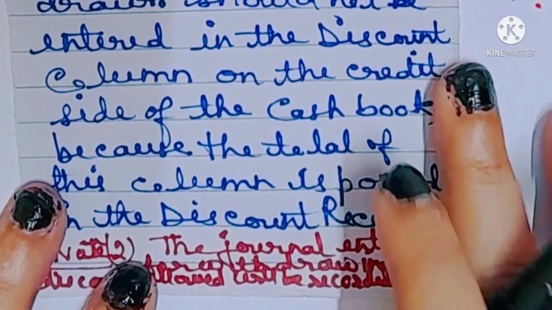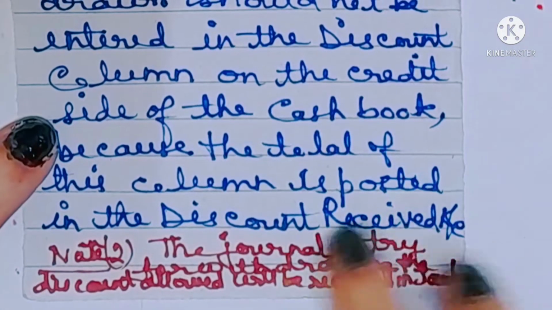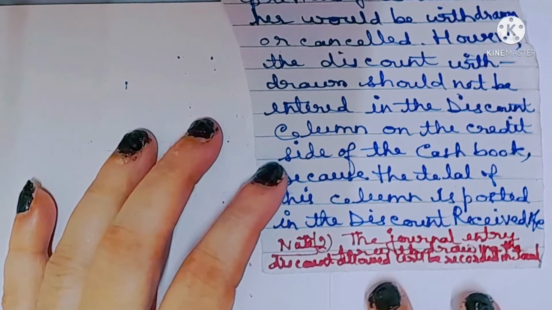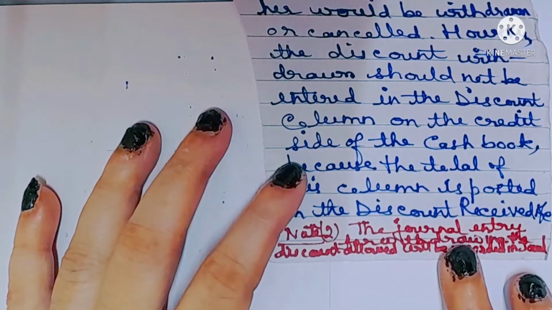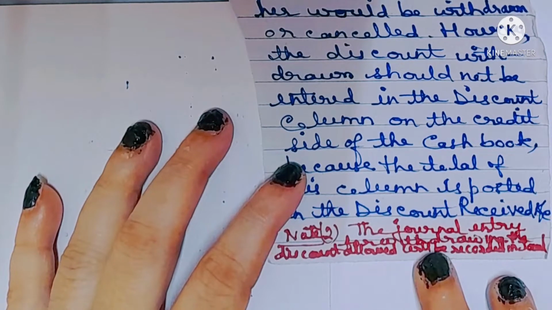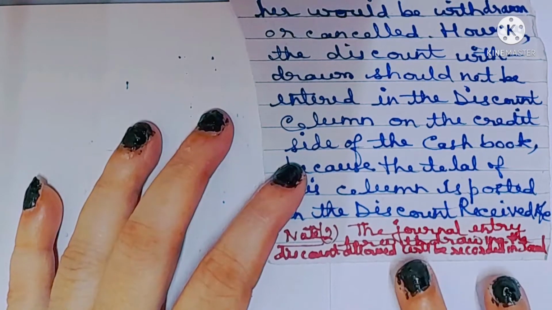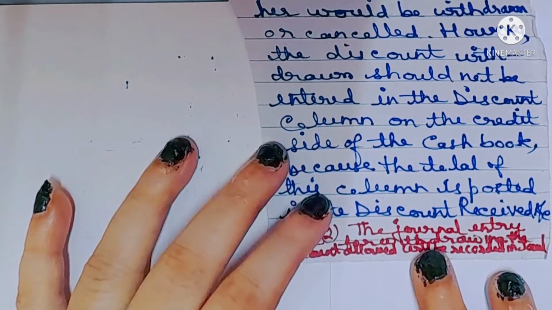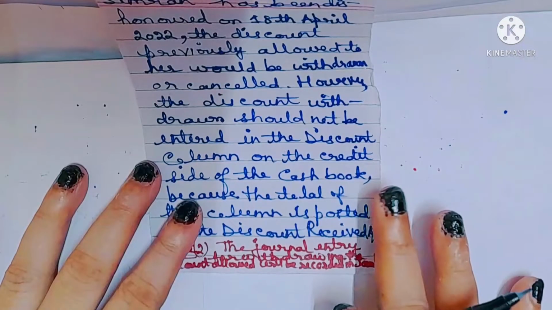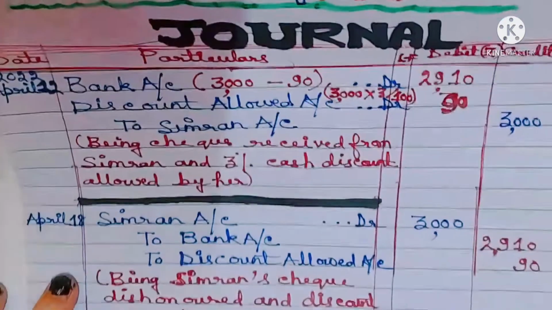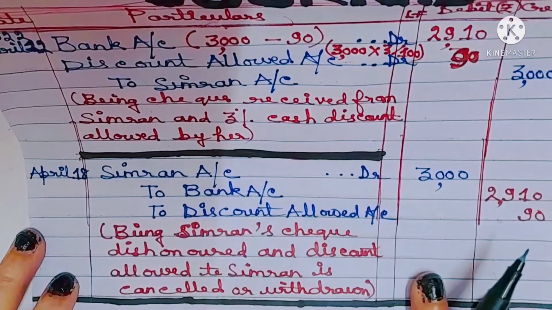Okay, understood? For that we have to write a short note. And there will be another note. Note 2. The journal entry for withdrawing the discount previously allowed to Simran will be recorded in the journal. Okay, so let's write in the cash book. So আমাদের কোনটা পোস্ট করতে হবে cash book এ?